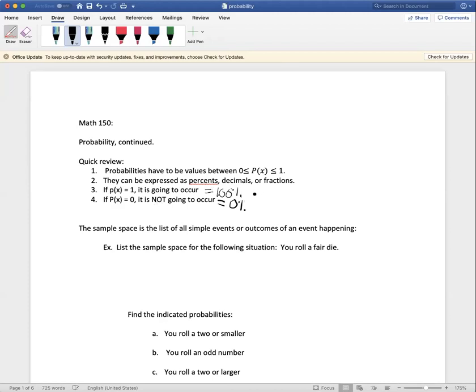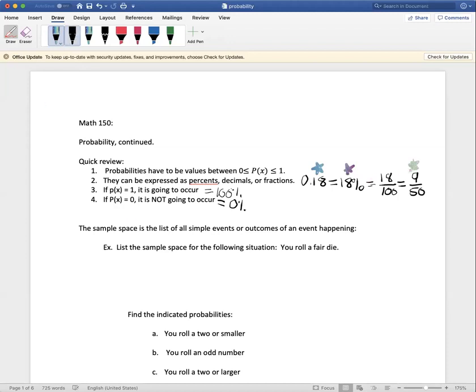Probability of an event occurring 1 means there's a 100% chance it's going to happen. And again, the probability of an event equals 0 means it's not going to happen. And then we also talked about this idea that we can express probabilities as percents, decimals, or fractions. So for example, if I said the probability of an event occurring is 0.18, that is the same thing as saying the probability of an event occurring is 18%. And that's also the same thing as saying the probability of an event occurring is 18 over 100. Remember, percent means out of 100. And we can reduce 18 over 100. We can divide them both by 2, and we get 9 over 50. So the three of these are all equivalent: 0.18, 18%, and 9 over 50.